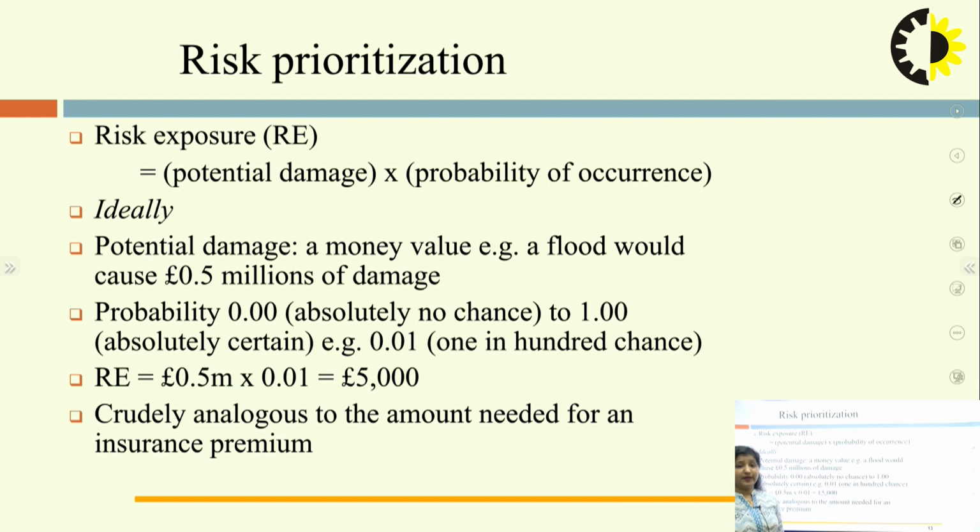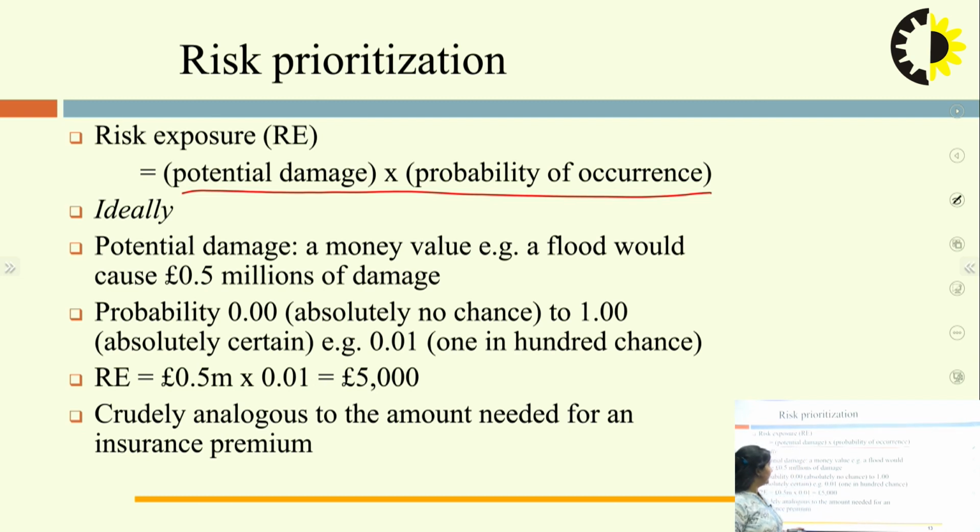Next comes the risk prioritization. How do we say that this is the risk, this is the maximum priority, and this is the minimum priority? How will this prioritization be done? To calculate the risk exposure, we have a formula: potential damage multiplied by probability of occurrence. Potential damage means how much that particular risk is able to damage, and probability of occurrence is the probability that that particular risk will happen.